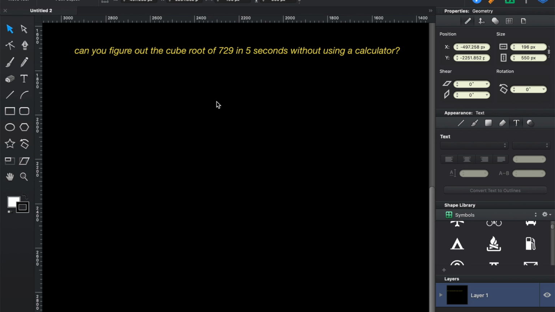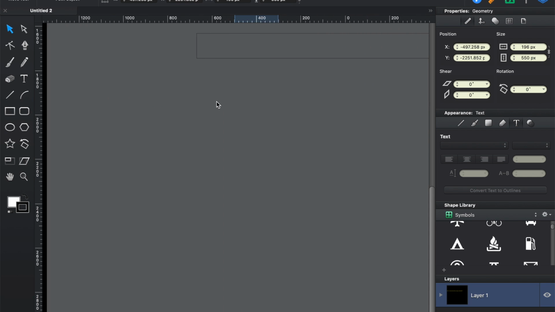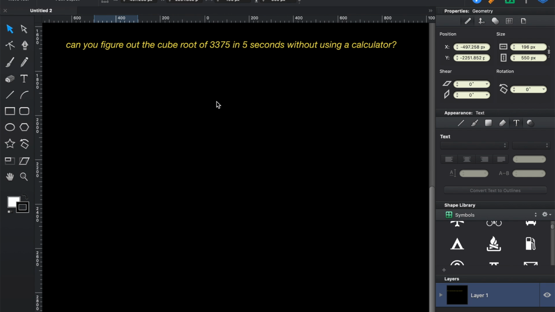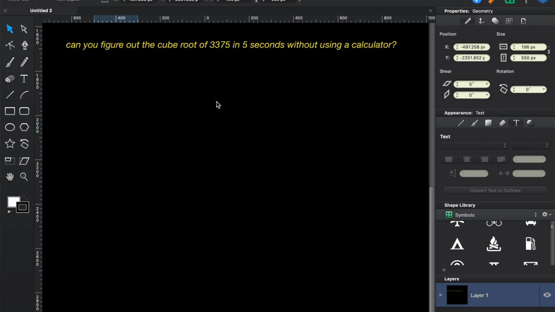Okay, here's a tougher question. Can you figure out the cube root of 3,375 in 5 seconds without using a calculator? Ready, set, go. Okay, 5 seconds is up. If you got that correct, you should have gotten the answer of 15.